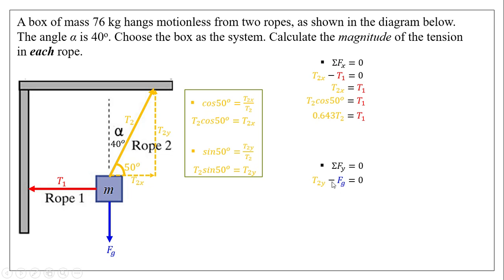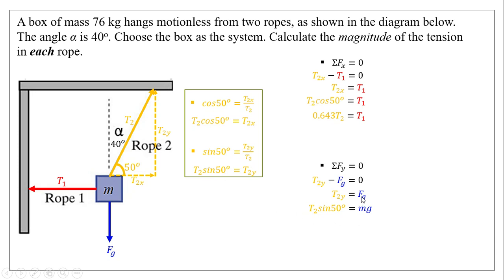Here, I've stated that F_g is already pointing down, so pay attention as I substitute in for g later on. So to solve for T2y, I'm just going to move this negative F_g to the right side of the equal sign. That'll change the sign. And then T2y can be broken down into T2 sine of 50 degrees based on this little square in the center here. T2y is T2 sine 50 degrees.